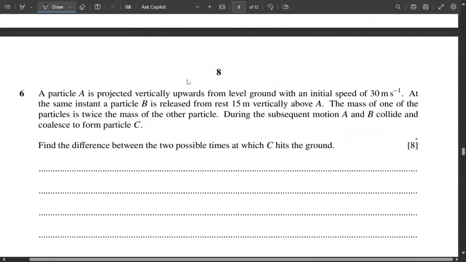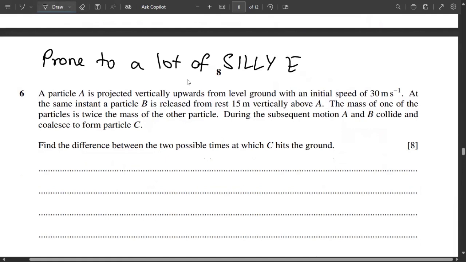The sixth question is an 8-mark question. So I can't say the question will be difficult, but I can surely say the question will be tricky, which will be prone to a lot of silly errors. So in case you have tried this question and you have not got it and you have come here, make sure to watch this explanation very carefully.